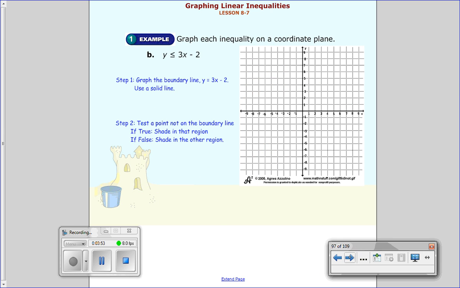We'll practice again. Here we have this one. Graph y is less than or equal to 3x minus 2. So again, first I graph it like I normally would. On the y-axis, I start at -2, then I go up 3 over 1.